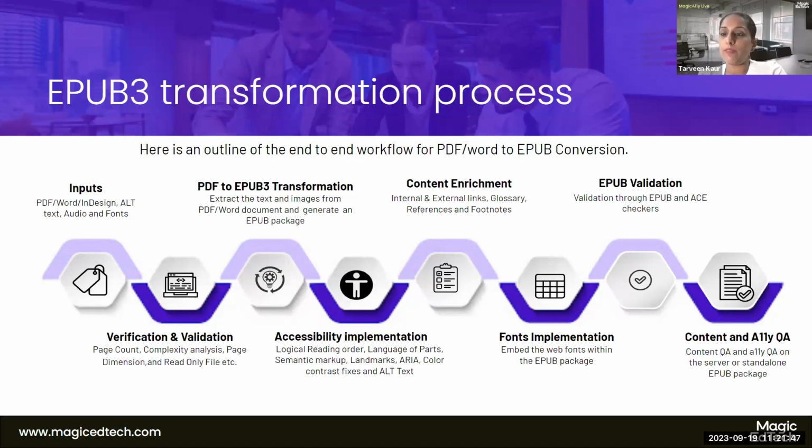Then we need to ensure the fonts library is being embedded as part of the ePub package. Then only it will render appropriately and correctly across the wide range of devices. And then once the package is ready, we get the package validated through ePub and ACE Checker to ensure it complies to the basic checkpoints. And once the package is ready, either you can host the package on the web or you can access it as a standalone through the readers that we'll be talking about in upcoming slides.